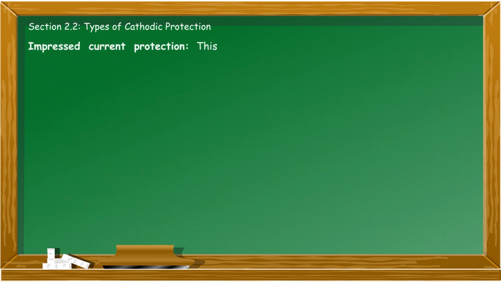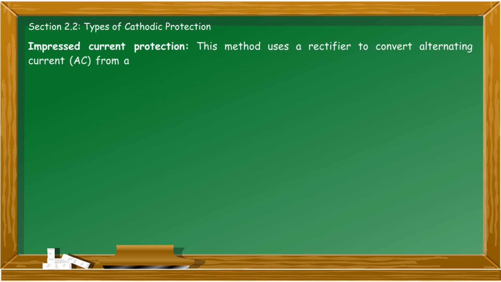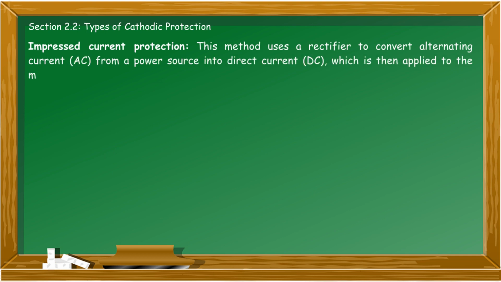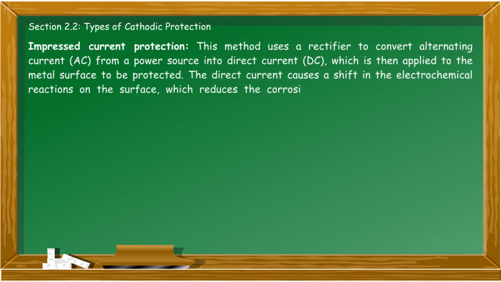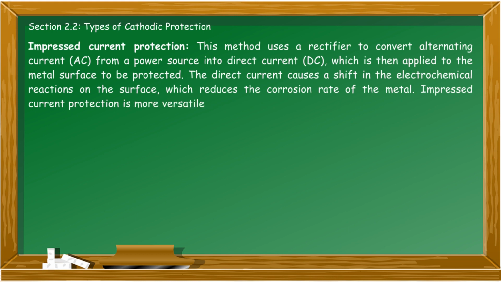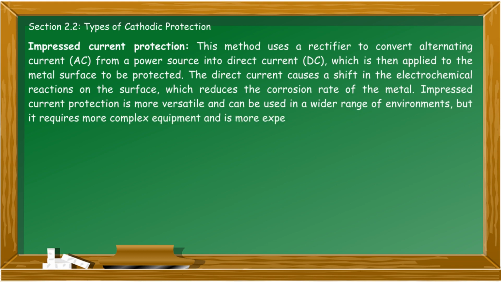Impressed current protection. This method uses a rectifier to convert alternating current, AC, from a power source into direct current, DC, which is then applied to the metal surface to be protected. The direct current causes a shift in the electrochemical reactions on the surface, which reduces the corrosion rate of the metal. Impressed current protection is more versatile and can be used in a wider range of environments, but it requires more complex equipment and is more expensive to maintain.